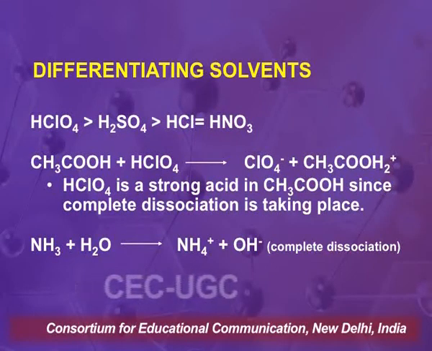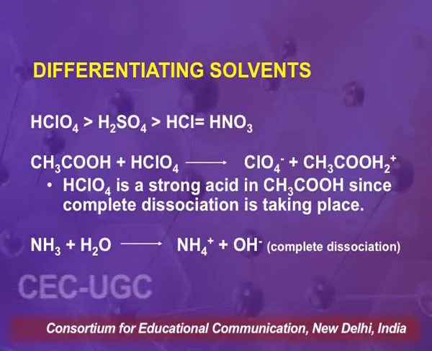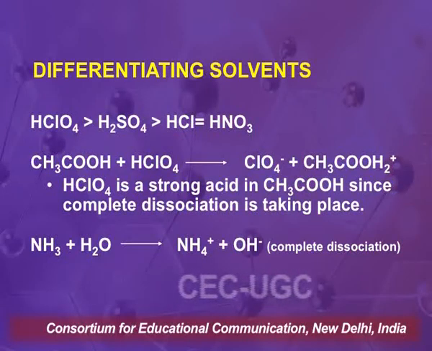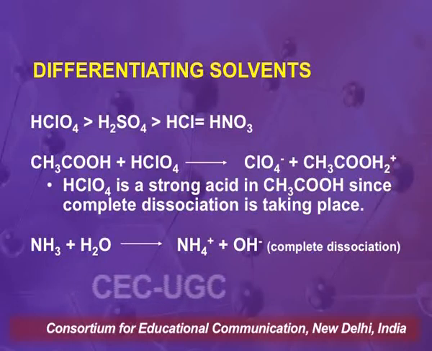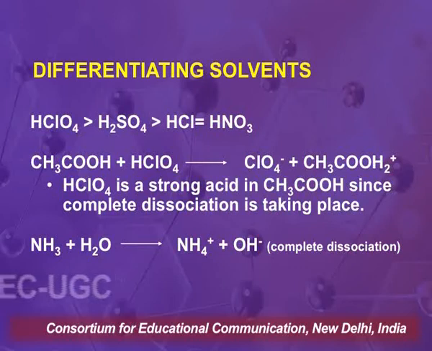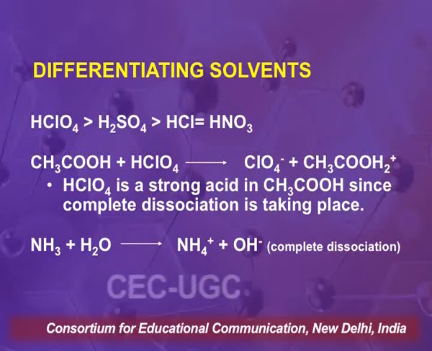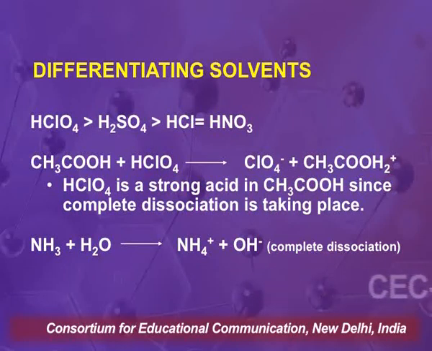Acetic acid on reaction with perchloric acid gives perchlorate ion along with CH3COOH2+. In the previous reaction, HCl was giving chloride ions; here perchloric acid is giving perchlorate ions. So, perchloric acid is a strong acid in acetic acid since complete dissociation is taking place. Ammonia in presence of water gives ammonium ions and hydroxide ions. This reaction also proceeds to complete dissociation.